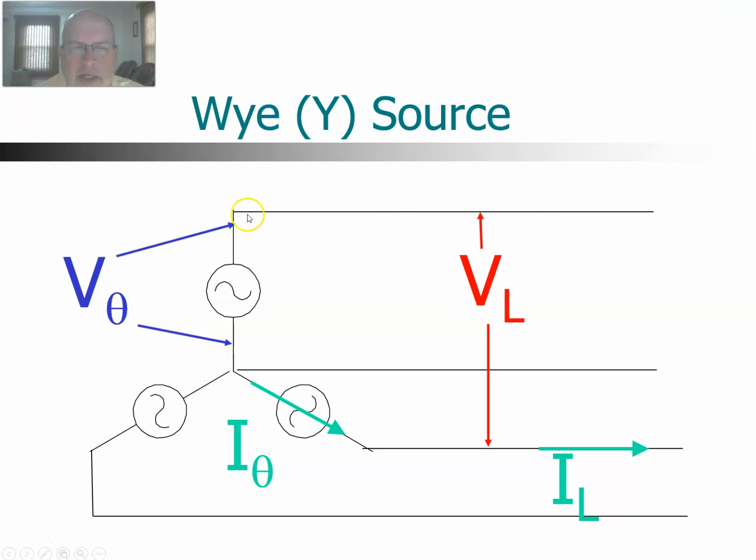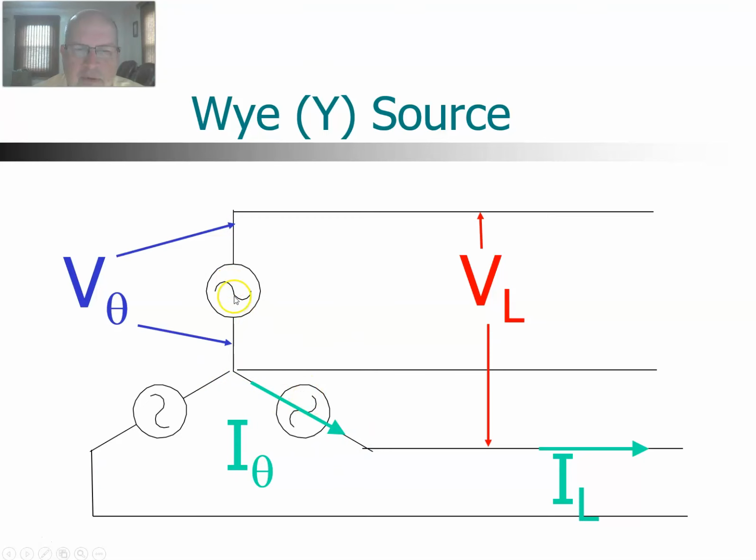In the case of a Y source, the phase voltage is the voltage across one of the generators. The line voltage is the voltage from one line to another line. And notice that that would actually be this voltage across this generator and this voltage across this generator. And the polarity will be such that the common point is all the same. So we could call this negative for all three generators, and the outside part would be positive.